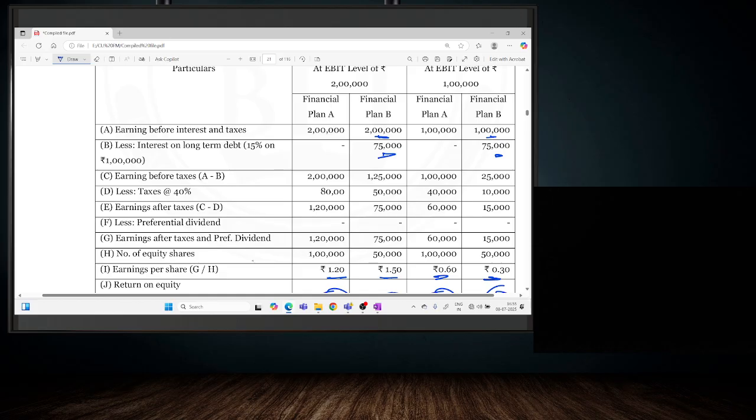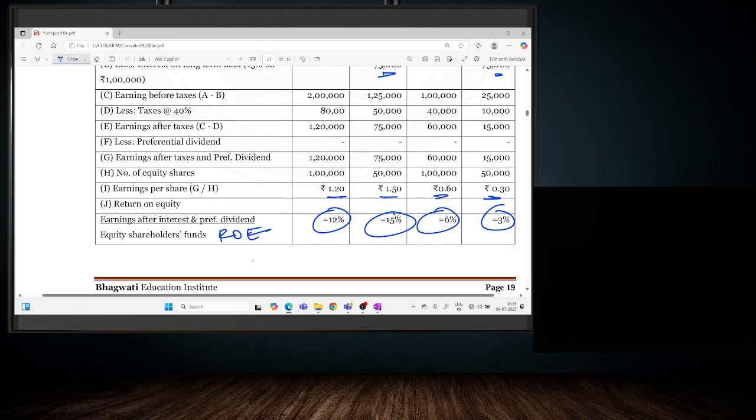So this is the reason why when EBIT is just 1 lakh rupees and you are going with plan B, what is happening? A major portion of your EBIT is taken by the debenture holders. So only 15,000 rupees is left for the equity shareholders. I hope you are all getting the point. Is it clear? Any doubt?